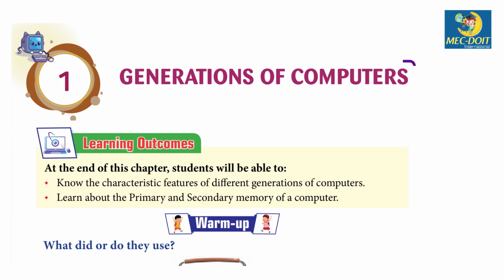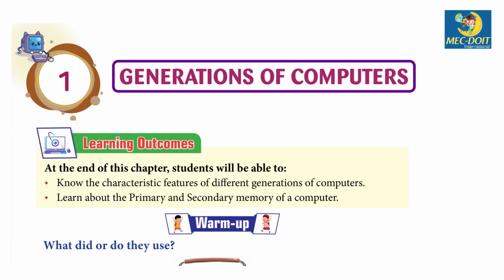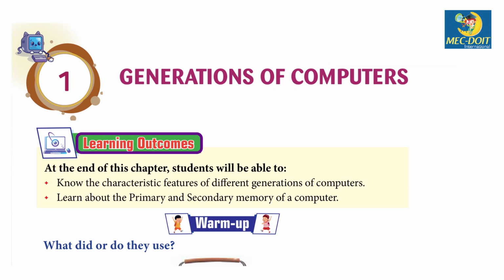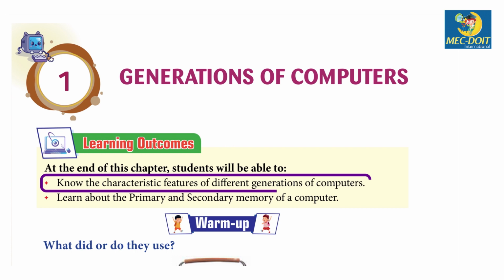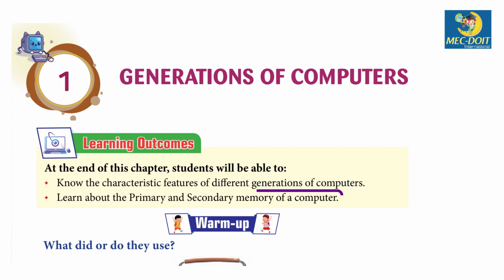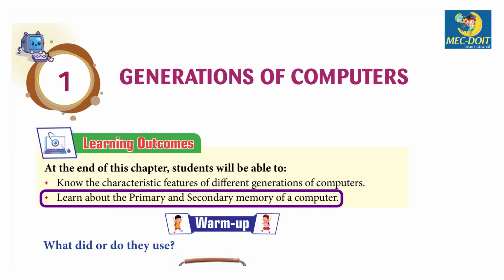Chapter 1, Generations of Computers. Learning Outcomes. At the end of this chapter, students will be able to know the characteristics and features of different generations of computer, and learn about the primary and secondary memory of a computer.